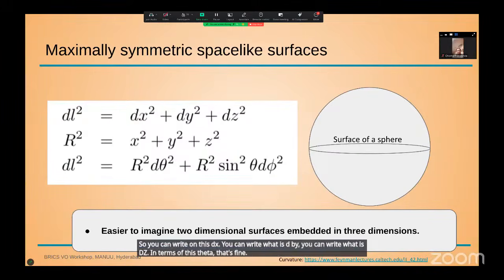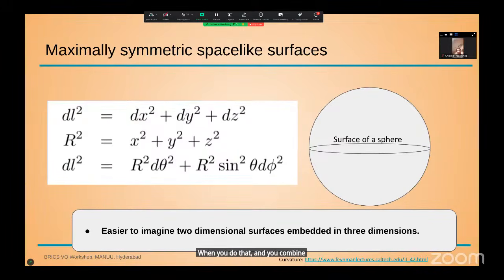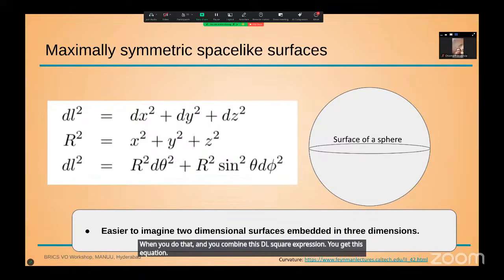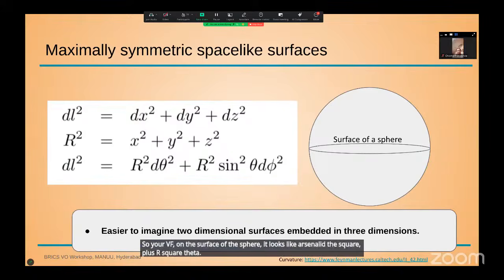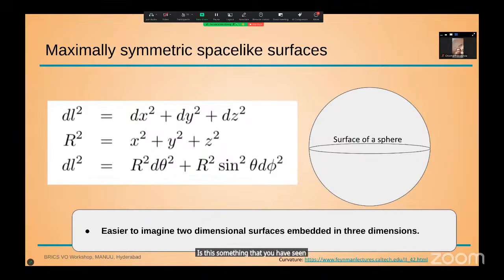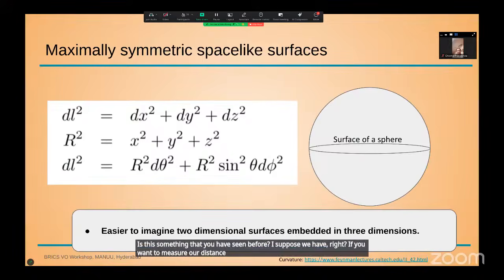When you do that and you combine this dl square expression, you get this expression. So your dl square on the surface of a sphere looks like R square d theta square plus R square sin square theta d phi square. Is this something that you have seen before? I suppose you have, right? If you want to measure a distance, then you do all these R d theta kind of calculations, right? Or R sin theta d phi, depending on where you are, which latitude you are. So that's all it is.